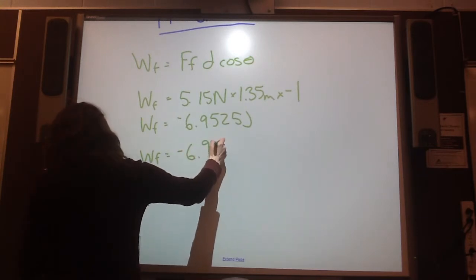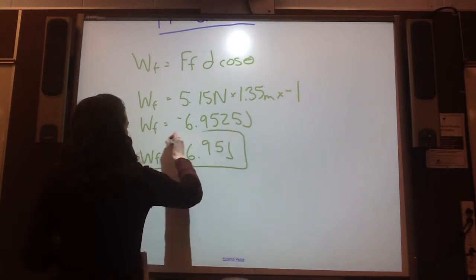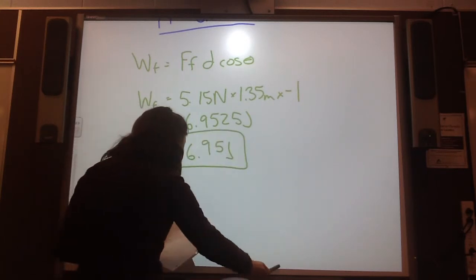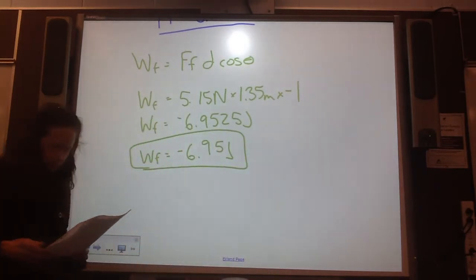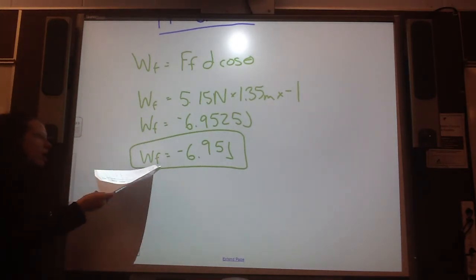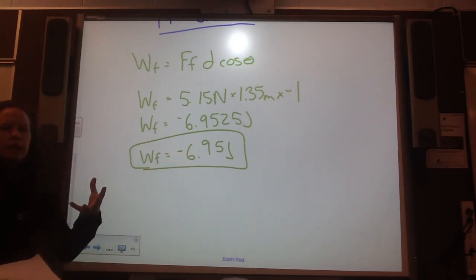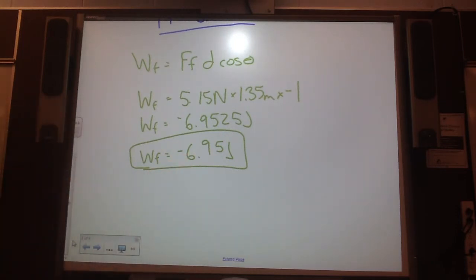So to sig digs, -6.95 joules. So this is a good example of negative work. Because when you think about it, the force of friction should be a negative work, because it's working against the direction of motion. So that makes sense that we should have a negative value. So now just make sure you know how to do that. Rewind the video if you need to, and then start the next one.